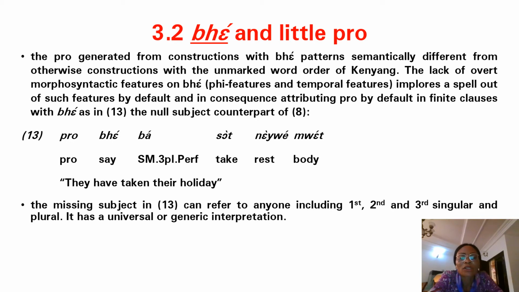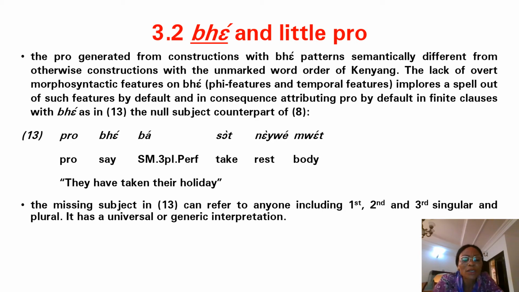Let's proceed with the relationship between the expression ver and little pro. We realize in this language that the pro generated from constructions with ver patterns semantically different from otherwise constructions with the unmarked word order of Kenyang. The lack of overt morphosyntactic features on ver, in particular phi features and temporal features, implies a spell out of such features by default and thereby attributing pro by default in finite clauses with ver as indicated in 13, the null subject counterpart of sentence 8.